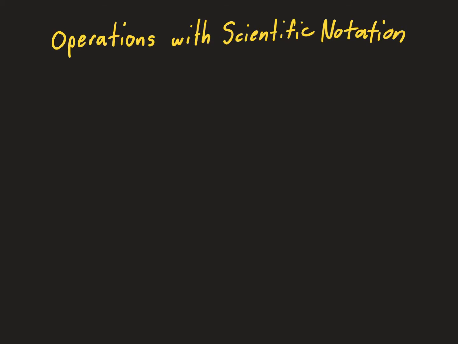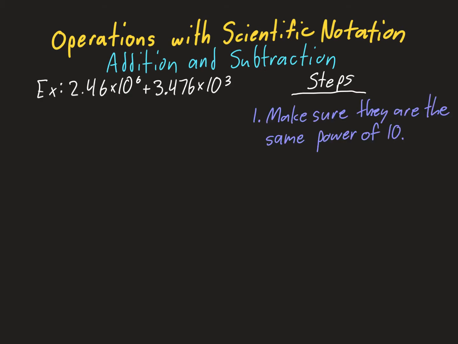Today we are going to learn about operations in scientific notation. Let's have a look at adding or subtracting in scientific notation. The first step we need to do is to make sure that both numbers we are trying to add or subtract are the same power of 10.